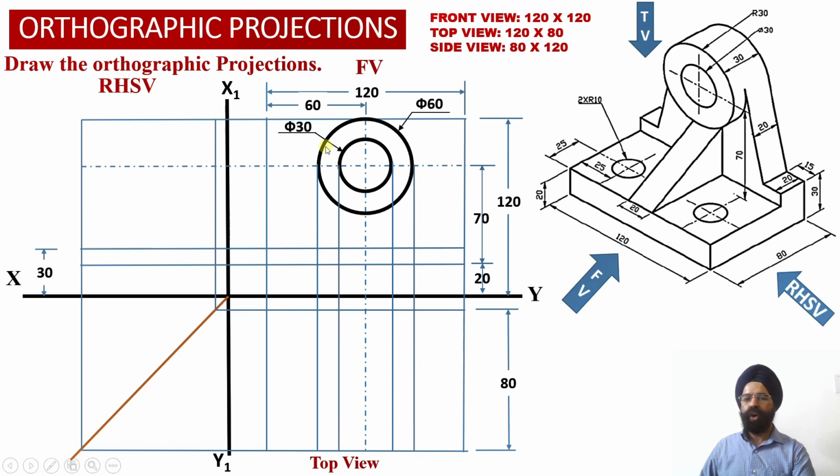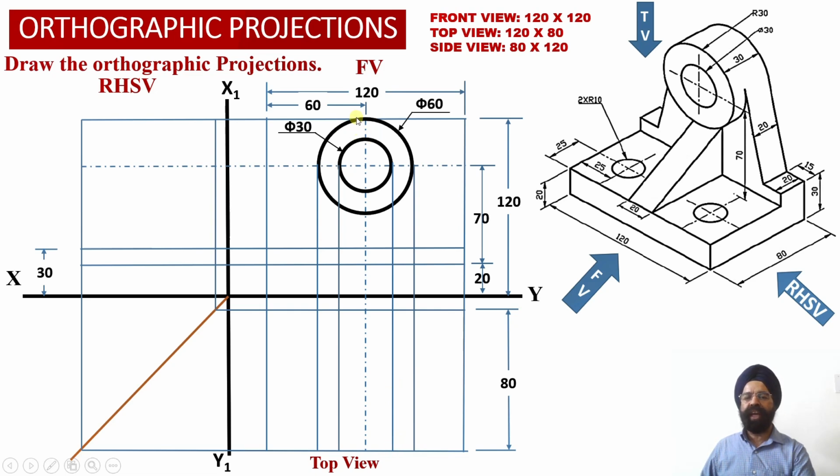We can check corresponding to the outer circular projection, we have got two vertical projection lines extended into the top view projection. Similarly, corresponding to the circular hole projections, we have got these two vertical projector lines extended into the top view projections over here.